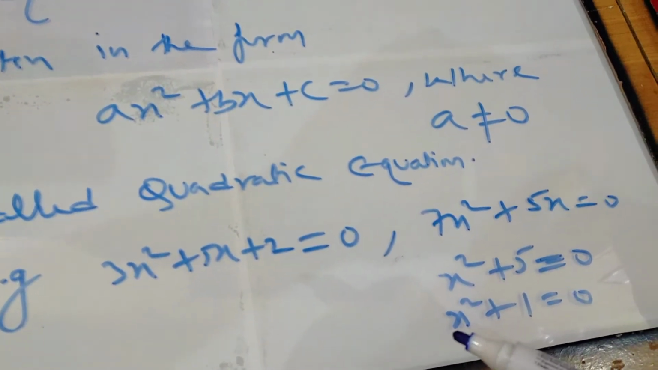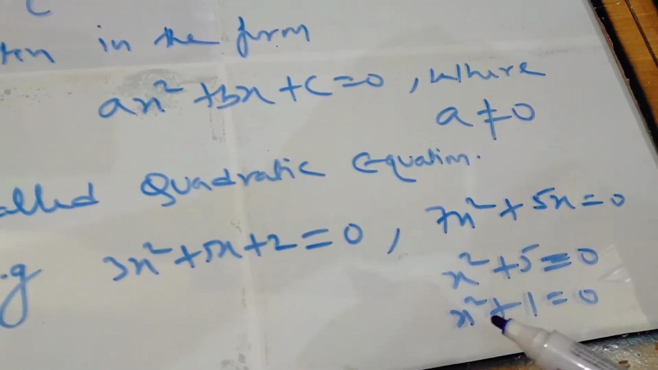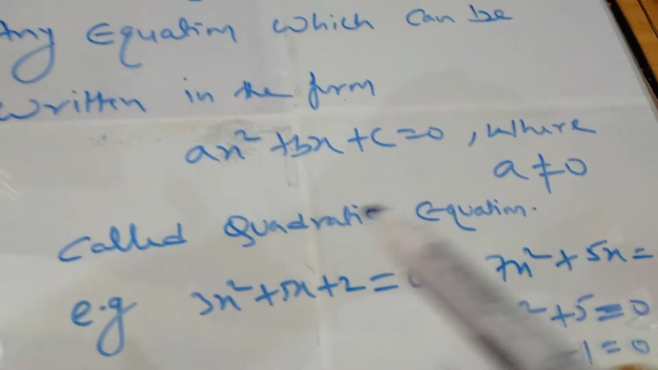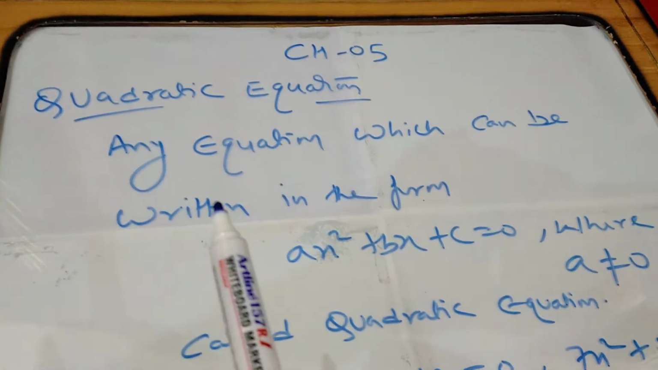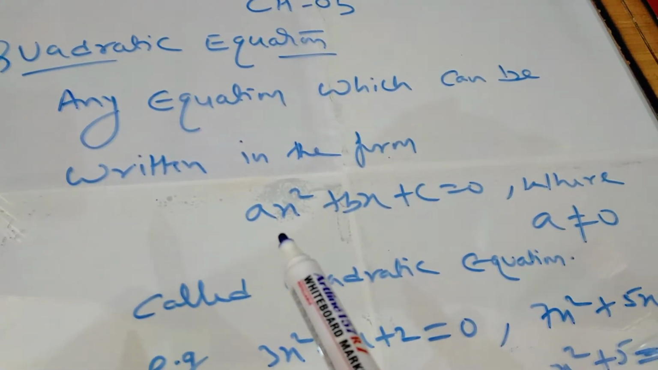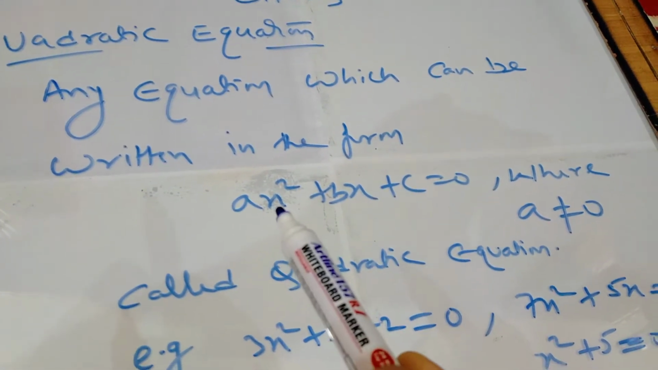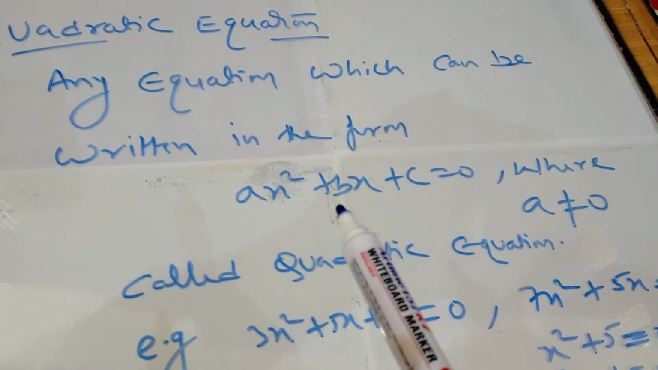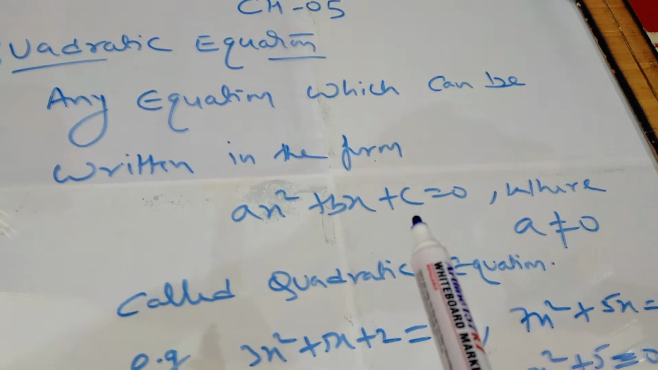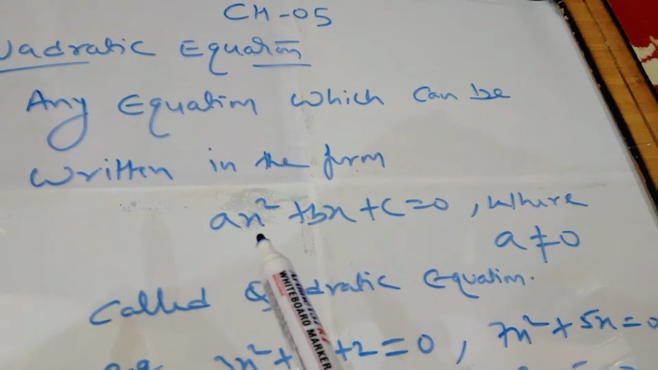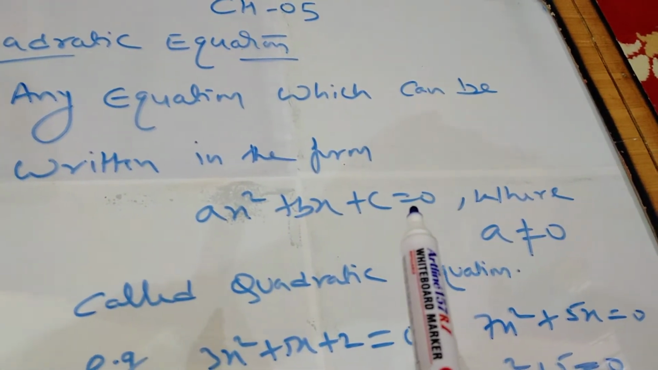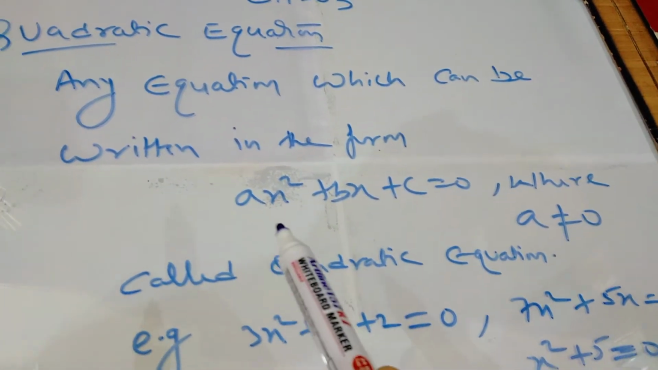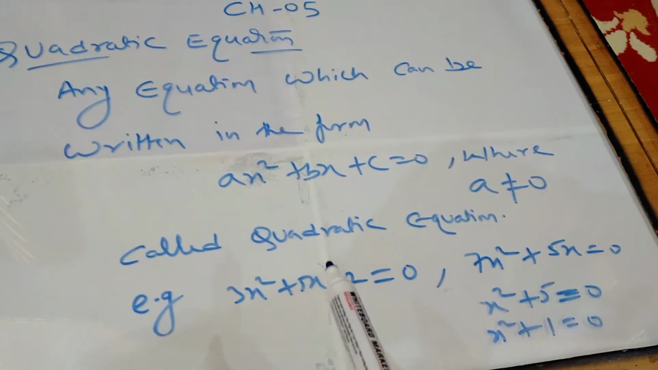In the third case, x square plus 1. You see the same case over here. So this is also a quadratic equation. So this is the introduction of this particular topic, quadratic equation. Any equation where the coefficient of x square is available, which should not be 0, the coefficient of x is there, and the constant term, and equal to 0, that is called a quadratic equation. This is the standard form of a quadratic equation. An example I have already given to you.